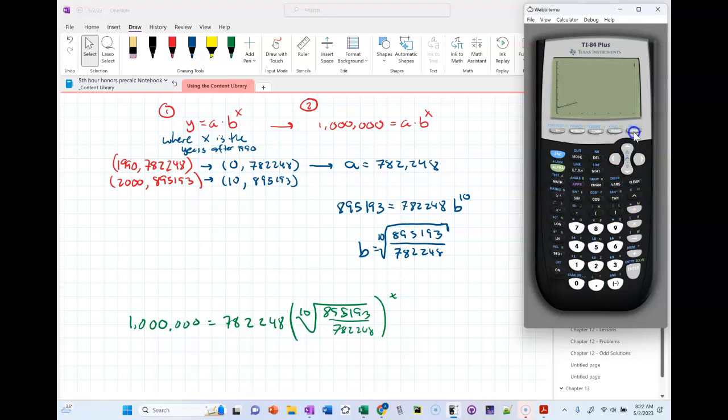Let's hit graph and take a look. So this is my population function. There's my line for 1 million. There's my intersection. So I'm going to hit second trace, choose the intersect command. Because there's only 2 curves here, it doesn't really matter. I'm just going to press enter 3 times. And I get about 18.21 is my value for X.